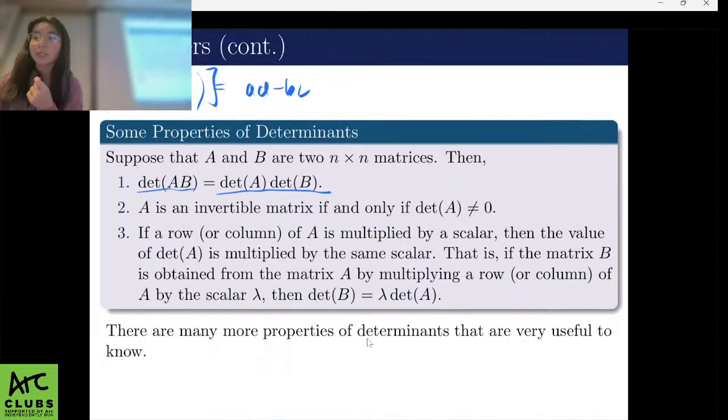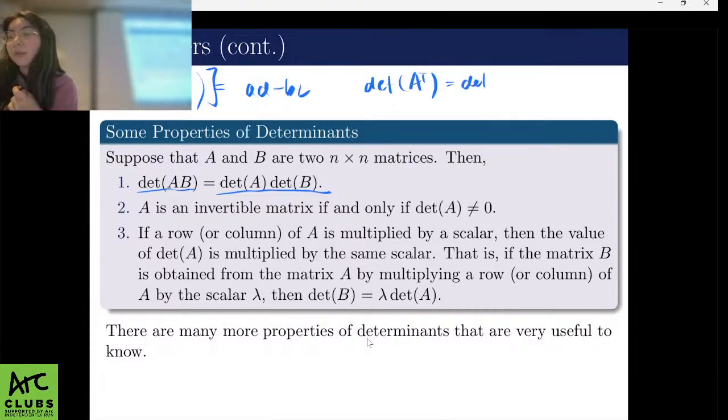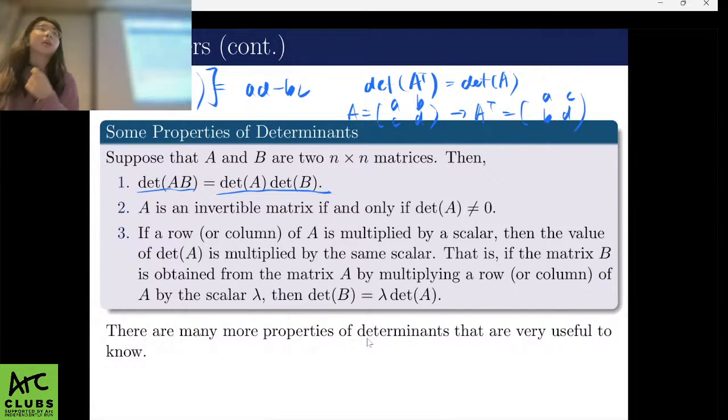Another interesting identity is that the determinant of the transpose of a matrix is equal to the determinant of that matrix. This is because if A is equal to A, B, C, D, then the transpose of A would be A, C, B, D, in which case, because multiplication is commutative, if you calculate the new determinant, you still get AD minus BC, which is the exact same determinant as our original one. So this is why this property holds.